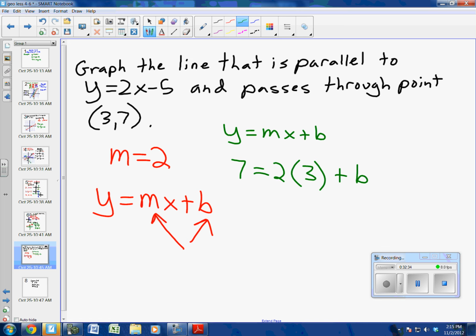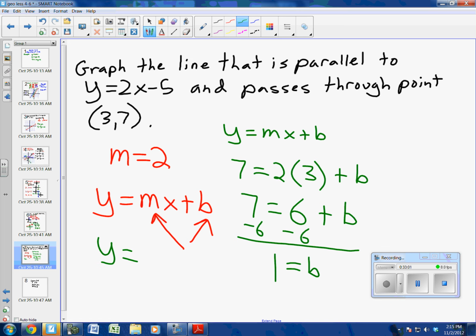Okay, what am I going to do to solve this for b? I'm going to times the 2 and 3 together first, and I get 6. I was about ready to write 5. I get 6, and then what do I do to get b by itself? I minus 6, and I get b equals 1. Now am I ready to write my equation, you guys? I have the 2 things I need to know, m and b, right? So y equals, what goes in for m? 2. What goes in for b? 1. And there is the equation.